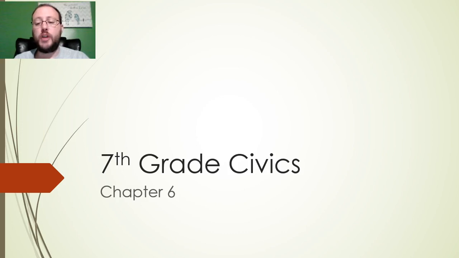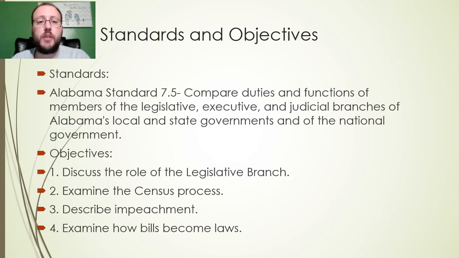Hey everybody, we're going to be in chapter 6 tonight. So there's 10 chapters in all, so this is number 6. This is standard 7.5, compare duties and functions of members of the legislative, executive, and judicial branches of Alabama's local and state governments and the national government. 6 is of the legislative branch, 7 is the executive branch, 8 is the judicial branch. That's what we got coming up.